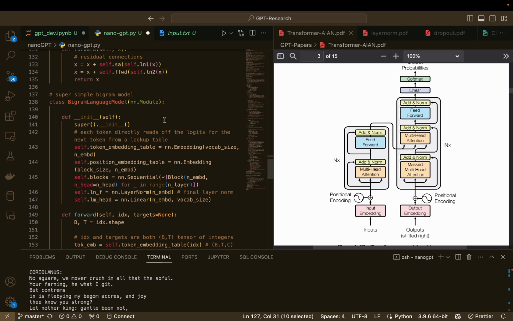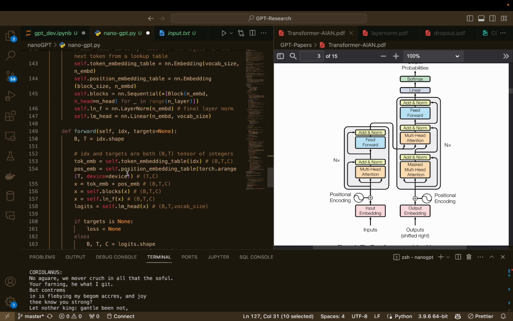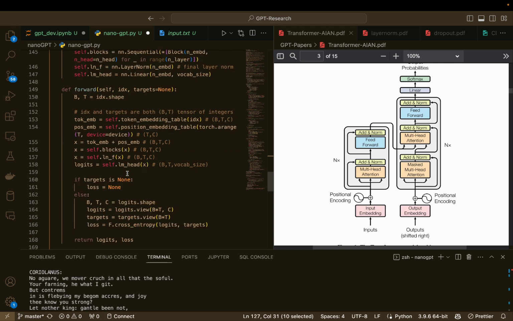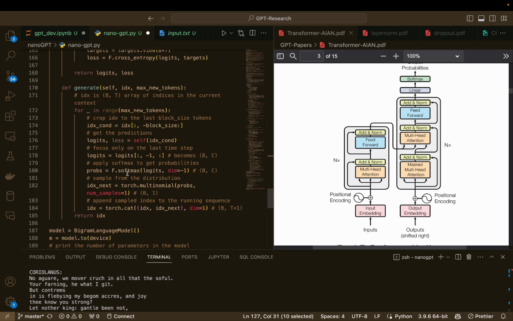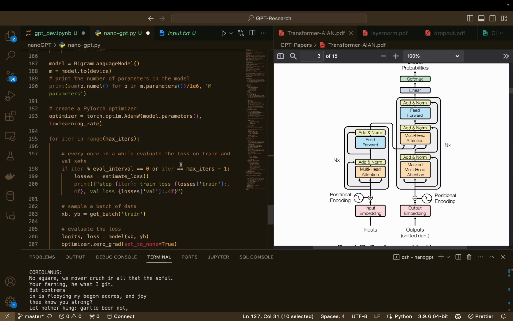And then as you recall from our bigram model, which is just a basic model that helps us predict the next token, it's also, let's say, the brain of the prediction algorithm. And inside of it, that's where we have our generate function, which just generates the text as we see it there.